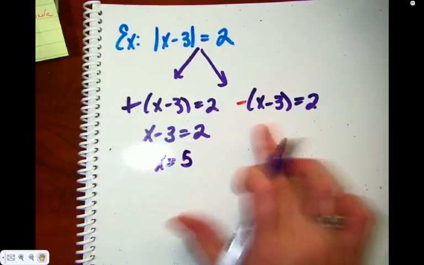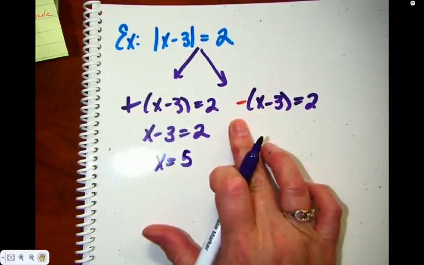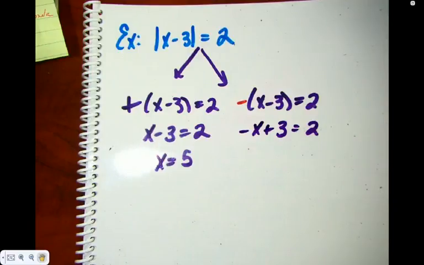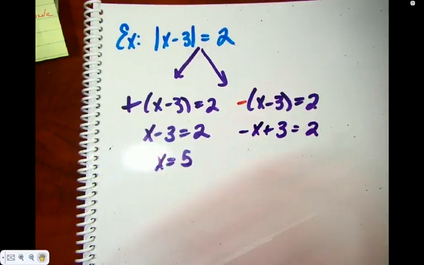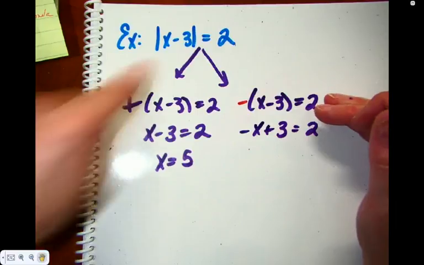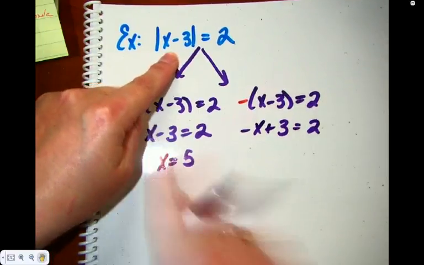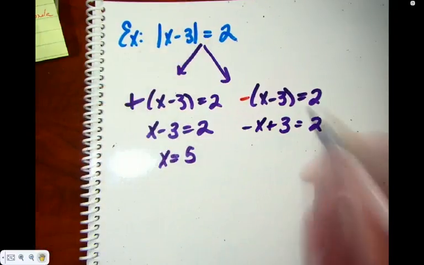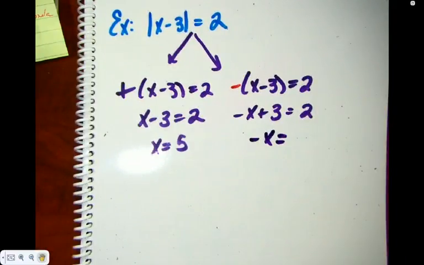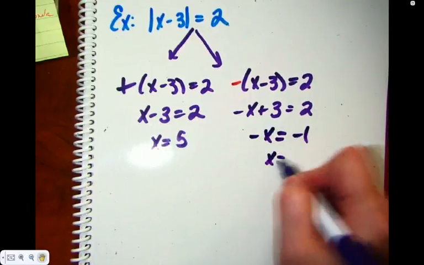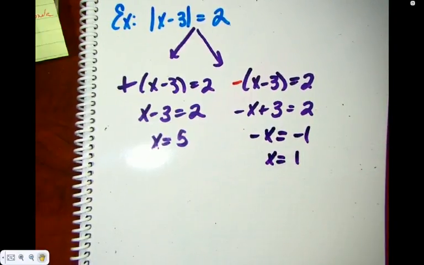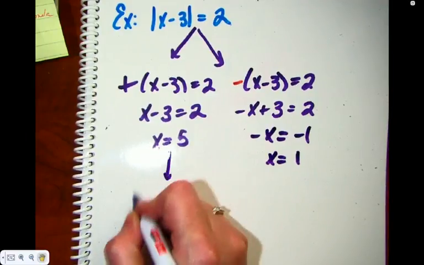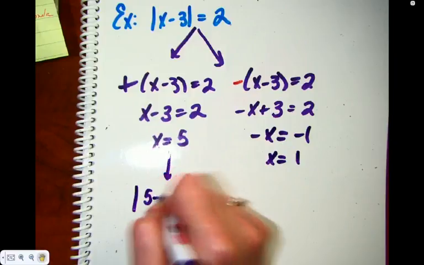The second one, these brackets are really important because that negative is going to apply to everything. So when we distribute, we're going to get negative x plus 3 equals 2. I don't actually do the first step. Like I told you with piecewise, I just look at it, I keep everything the same, and then I just change all the signs. So x minus 3 goes to negative x plus 3. Negative x equals? x equals? And then we just check by going back to the original equation, absolute value and all.